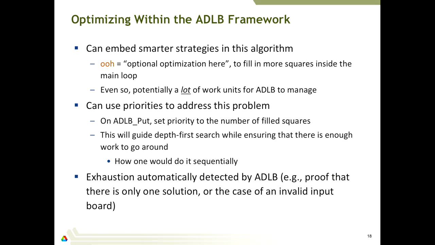And you can use things like priorities to solve this. That's something built into the ADLB system that can be used in different ways by different applications. What we might do is, when we did the put, that's when we assign priorities, we'll make the priority the number of filled squares. That means the more complete the board is, the more likely it is to be assigned to someone next. That gives you a sort of depth-first search for the solution, which might be the way that you would do it by hand or sequentially.